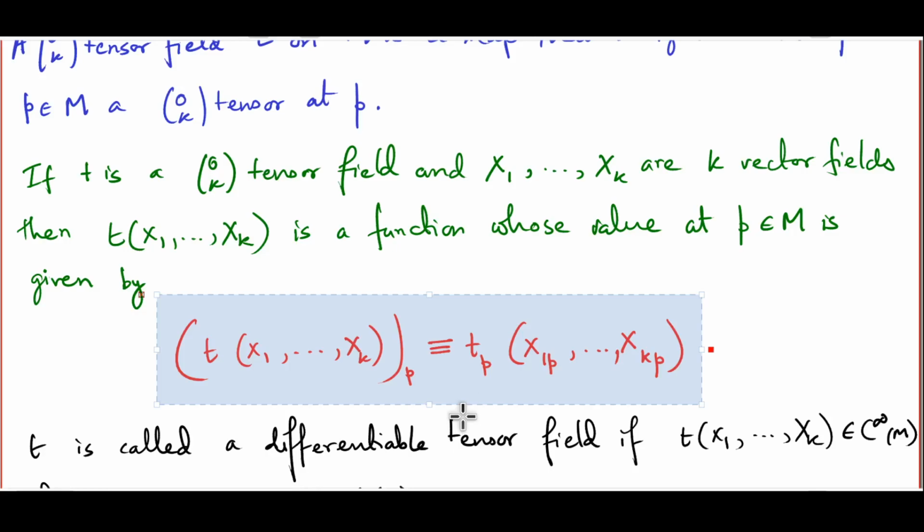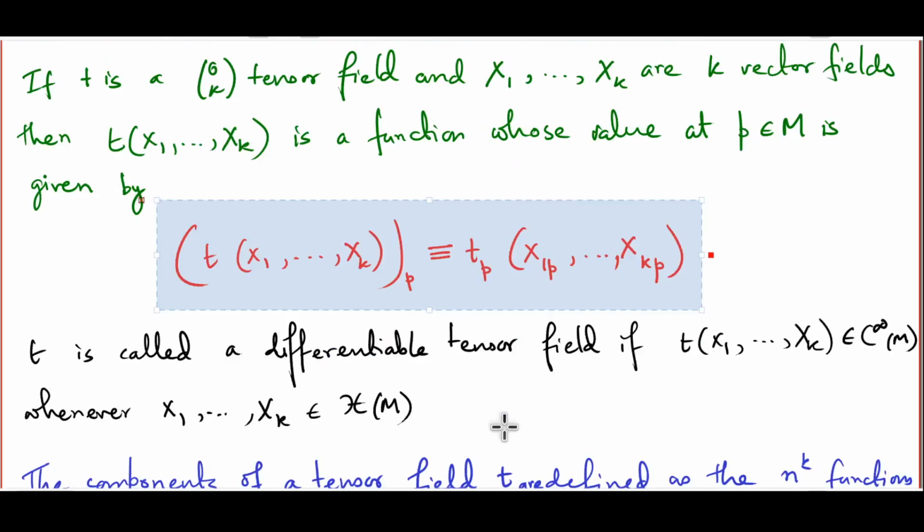Now, a special kind of tensor field is one that we will focus on, something called a differentiable tensor field. And there, the idea is very simple. If given smooth vector fields x1, x2, ..., xk belonging to 𝔛(M), the set of all smooth vector fields, the result of T acting on x1, x2, ..., xk is always a smooth or C infinity function, a member of C∞(M), then we say that the tensor field T is a differentiable or smooth tensor field.